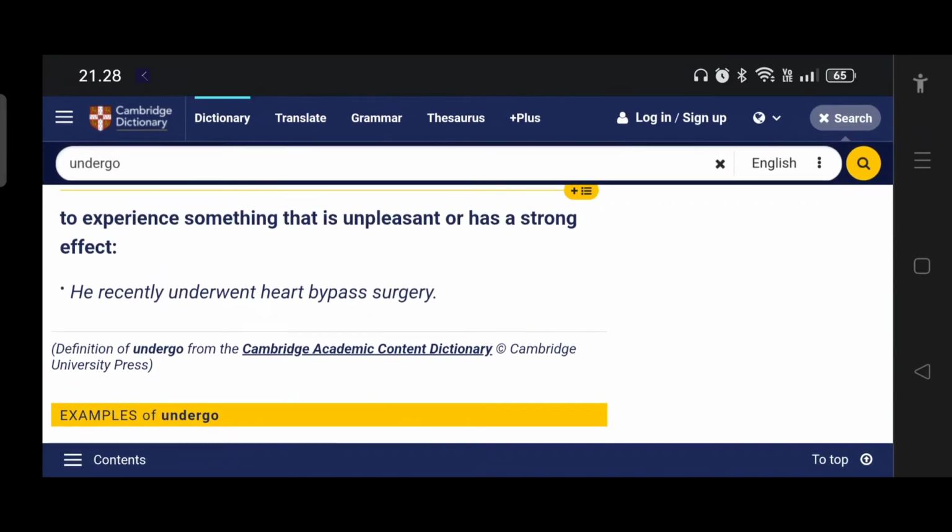Alright, so I see no further information, so I'm moving on to the next section. It's going to be, where's that? Killer examples reading. And the examples are presented by Cambridge Dictionary official website.